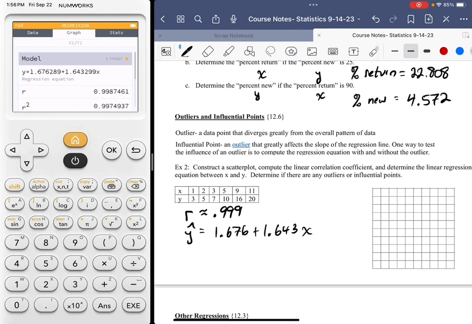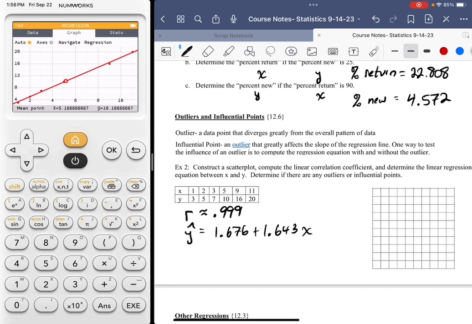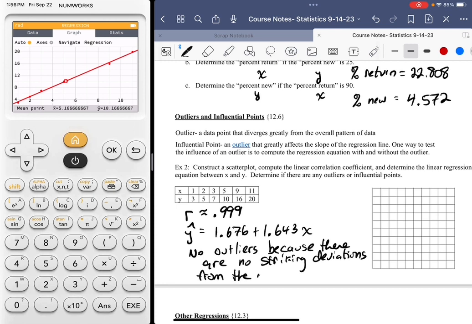Determine if there are any outliers. Well, it's a visual thing. All the points are really close to the regression line, so I would say no outliers because there are no striking deviations from the overall pattern of the data.